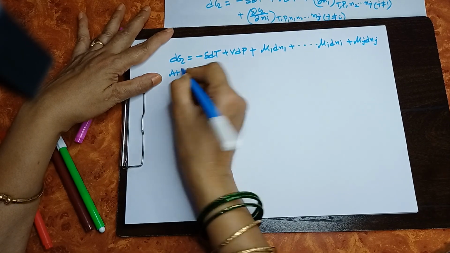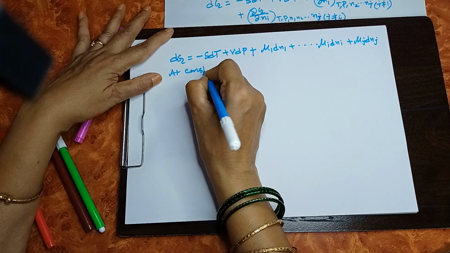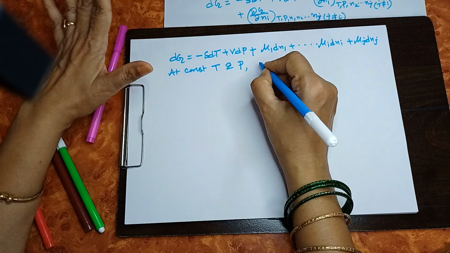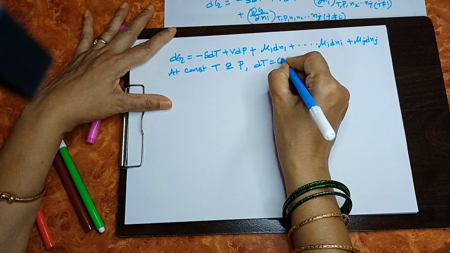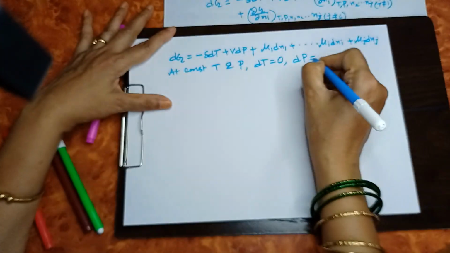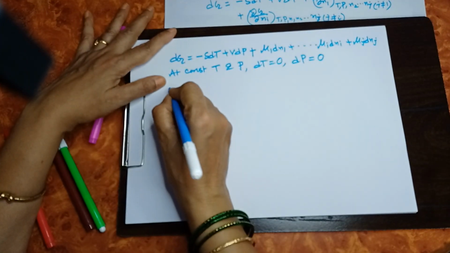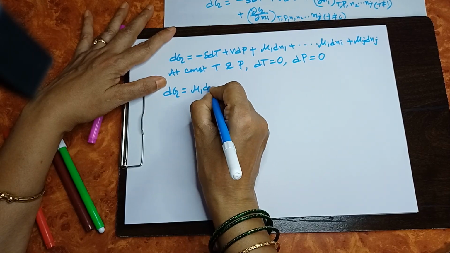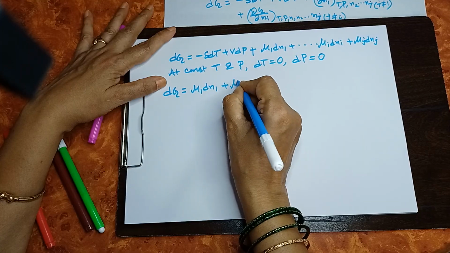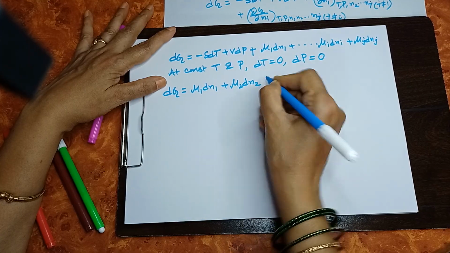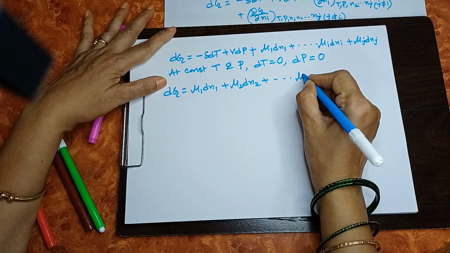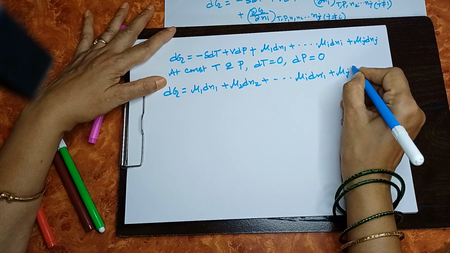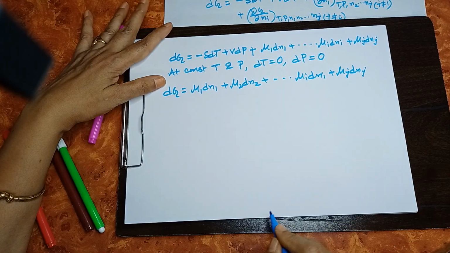At constant temperature and pressure, what is that? dT will be equal to 0, dP will be equal to 0, then dG will be equal to mu1 dN1 plus mu2 dN2 plus, say, mu i dNi plus mu j dNj. We can write it.